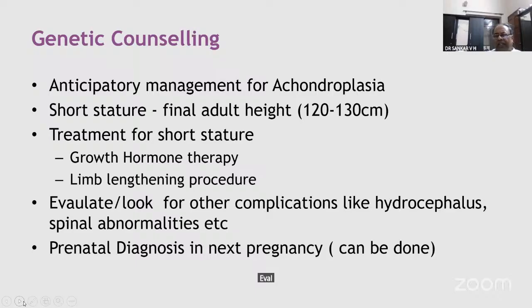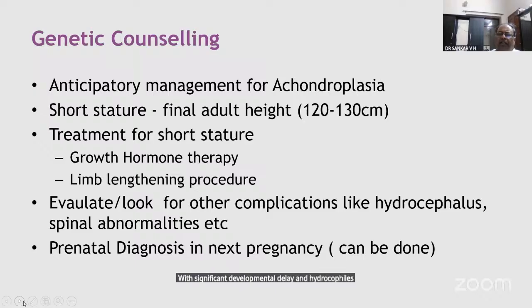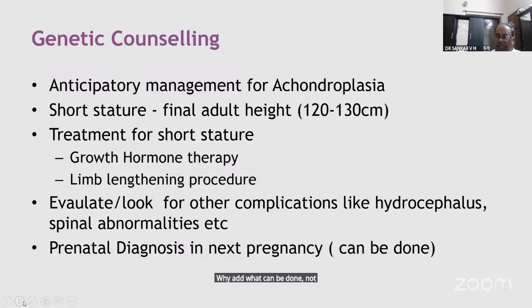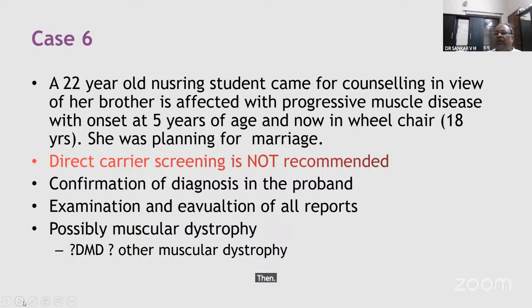Evaluate and look for other complications like hydrocephalus and spinal abnormalities. If significant developmental delay and hydrocephalus complications are there, then you have to do prenatal diagnosis. It can be done. Why I say can be done, not like SMA or thalassemia: most of the time, we have to take the concern of the parents, and only then do it. Then, Shija, anything you want to ask?